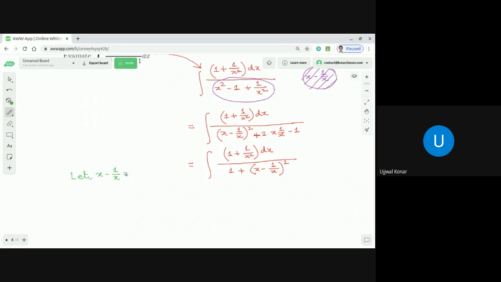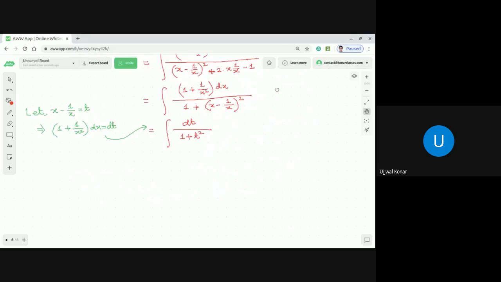So let x minus 1 by x equal to t. That implies 1 plus 1 by x square into dx is equal to dt. And that value we are going to apply here. So what are we going to get then? This is equal to the integration of dt by 1 plus t square. Correct or not? dt by 1 plus t square. All of you know it is actually tan inverse t plus c.